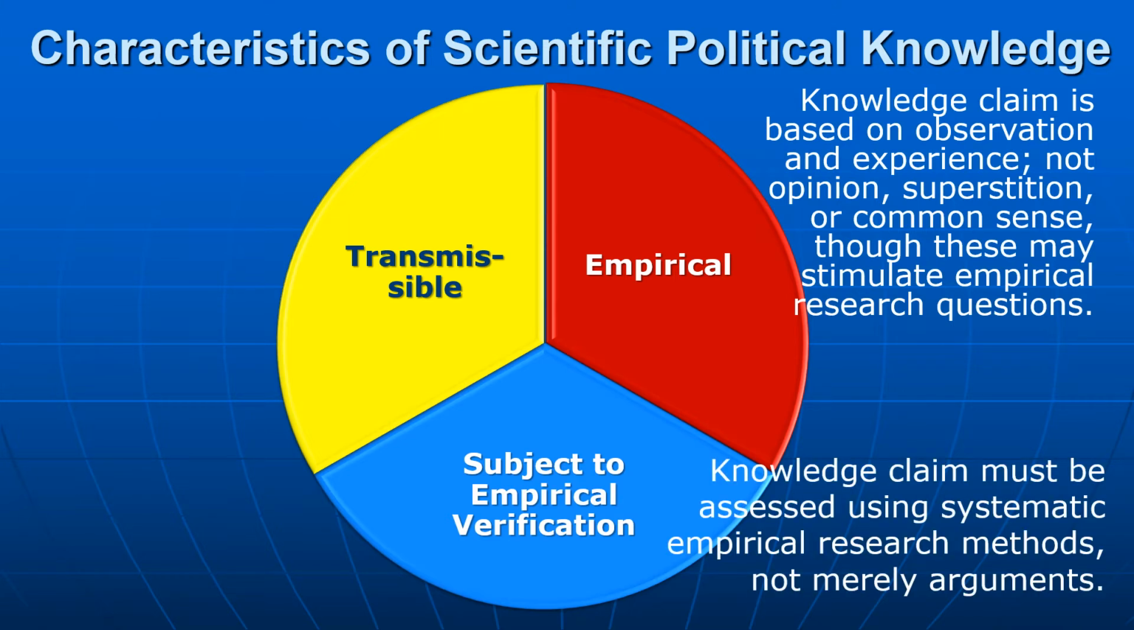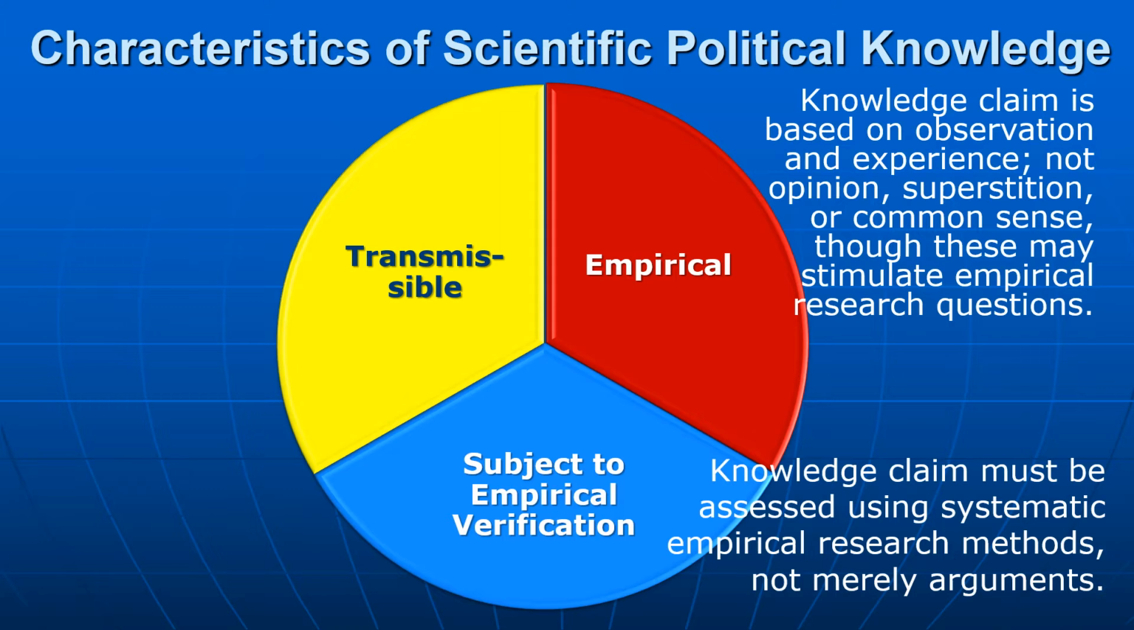When we say that scientific political knowledge is subject to empirical verification, what that means, coming out of the first characteristic, is that any kind of knowledge claim that we make, that is what we think we know, has to be assessed using systematic research methods that are empirical in nature, not merely arguments.